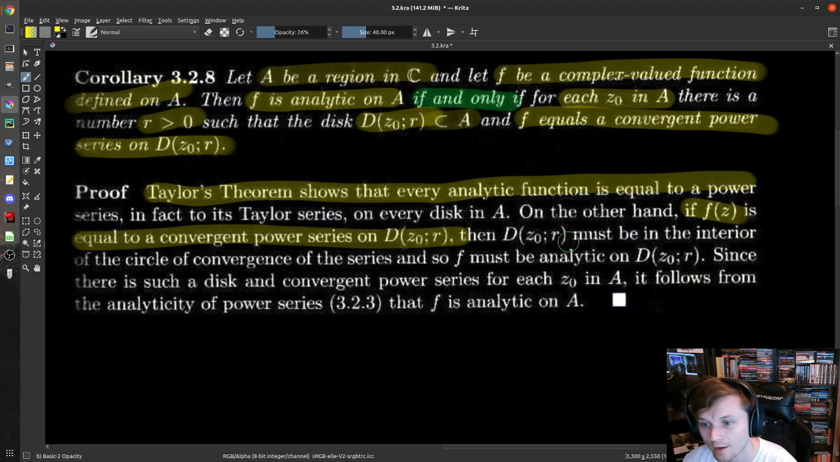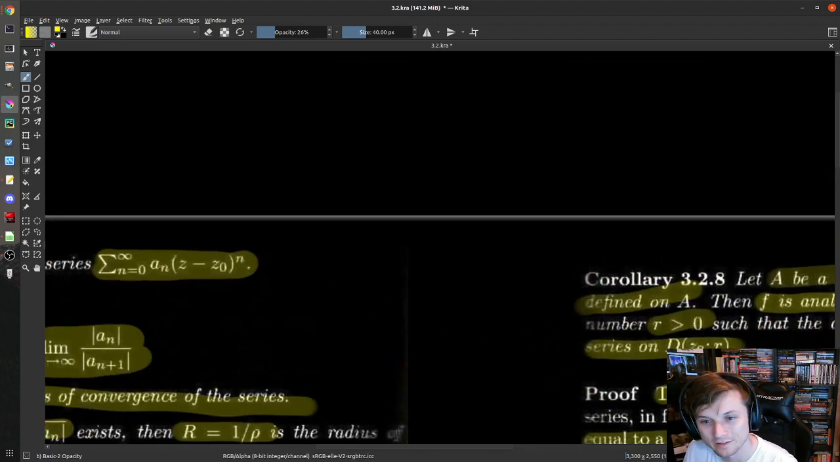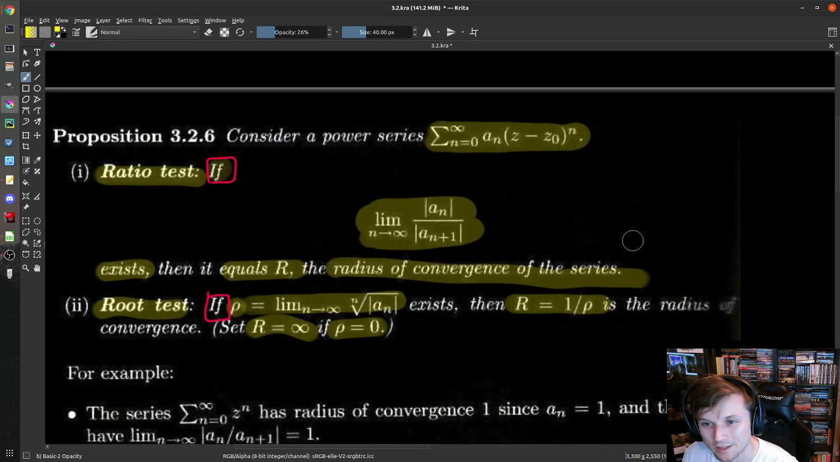Okay, yeah, we know that, right? We did that. I mean, that just is obvious and kind of tautological. If it converges, then it must be in the radius of convergence. If it didn't converge, then it wouldn't be, but it does. So we're in the radius of convergence. But the cool thing we did last time is that you get analyticity from this. Since there is a disk like this, and a convergent power series for each z naught in A, it then obviously follows from the analyticity of power series that f is analytic on A. Oh, okay, cool. Basically it just says, hey, power series are analytic in the region of convergence. So if you can write a function as a power series, you retain that analyticity on that region.